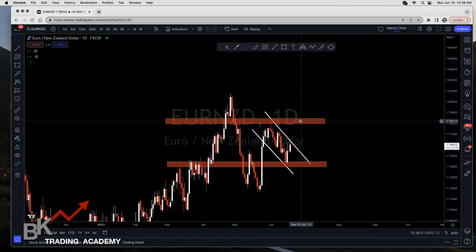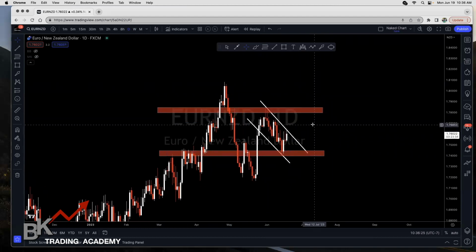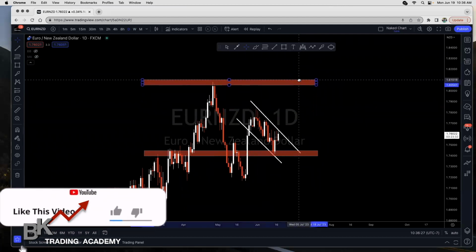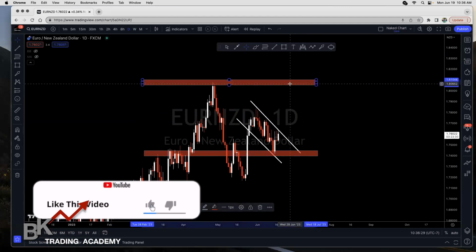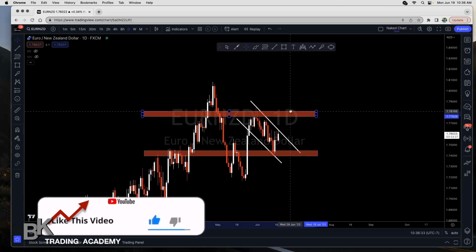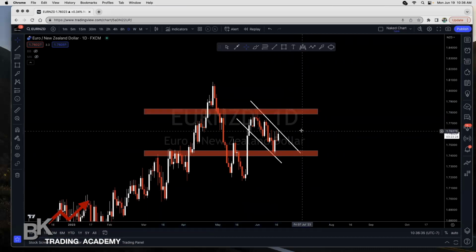So right here at about 1.7814 or 15, that is where the market will get to, and we possibly could see it push higher to about this 1.8065 area. So until that happens, what we need to do is monitor first to see what the price action will do.